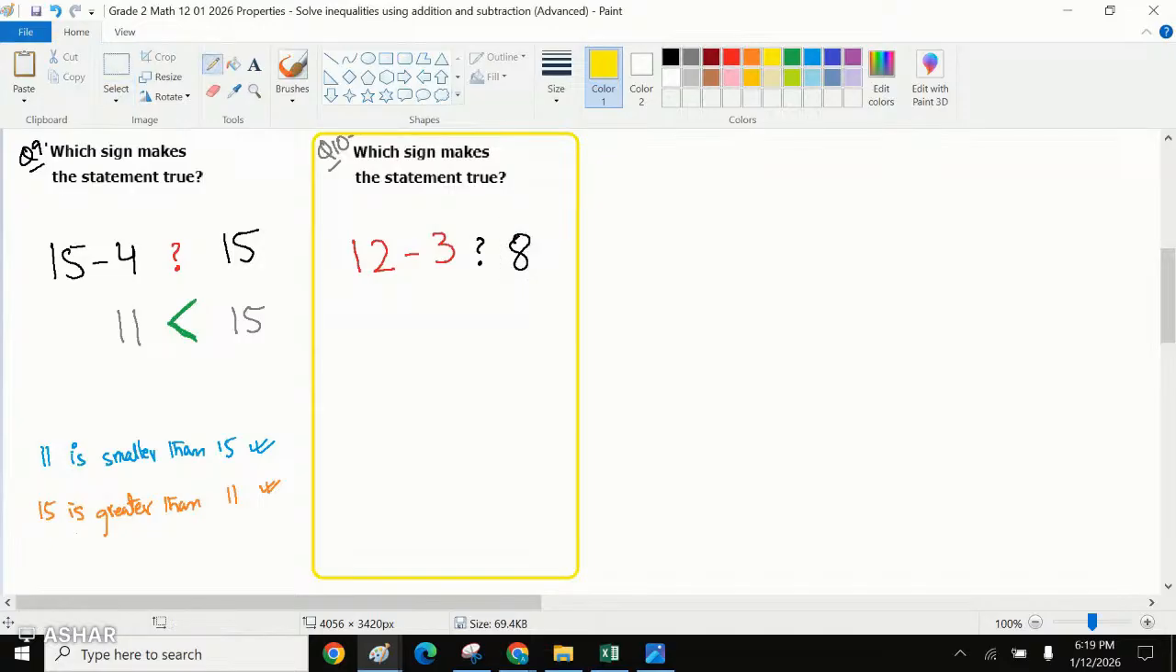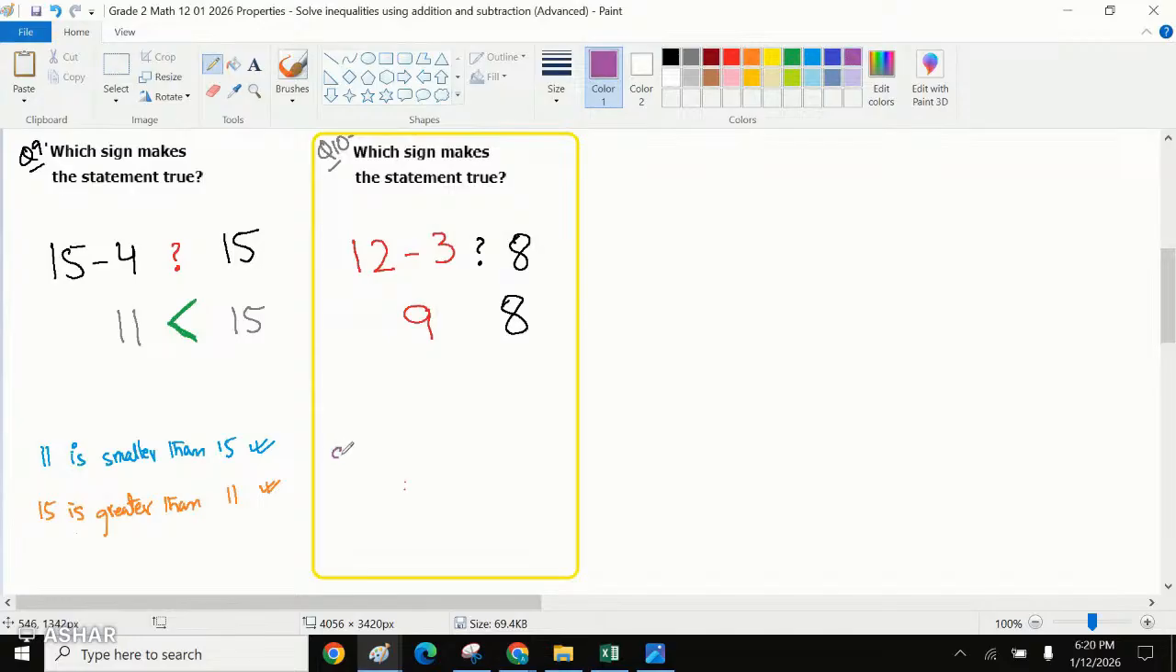The first thing we can do is simplify. What is 12 minus 3? 12 minus 3 is 9, and this was 8. So which number is greater?